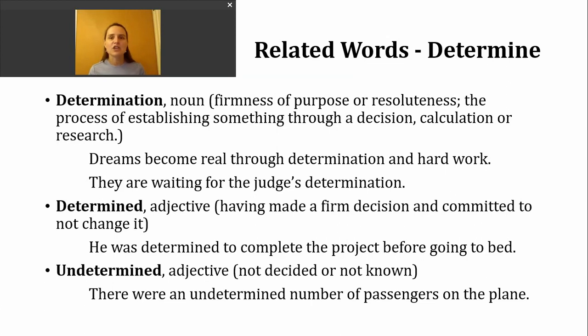So he made this decision. I'm going to finish this thing before I go to sleep. And I'm not going to change my mind, give up, and work on it tomorrow. I'm going to finish it today.